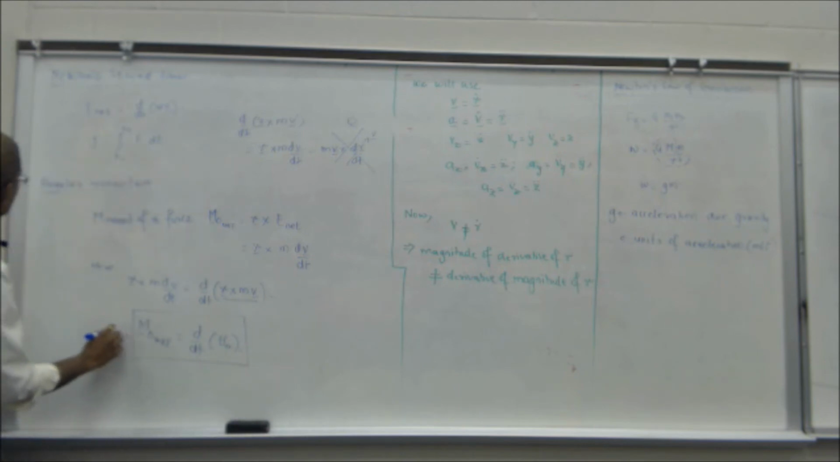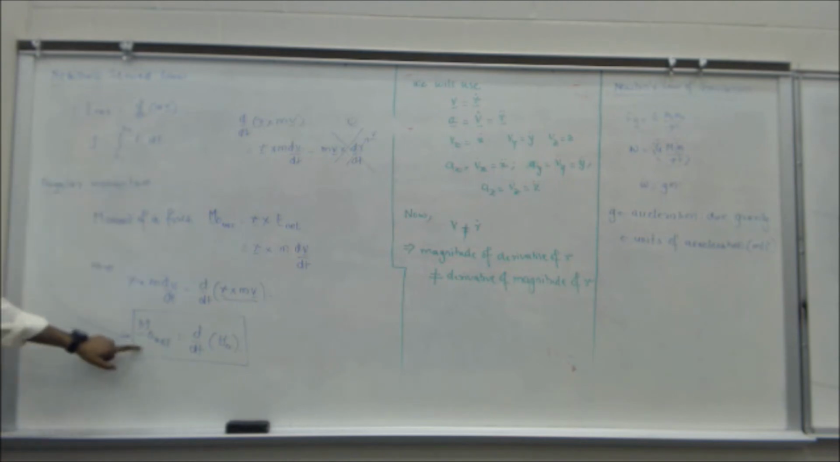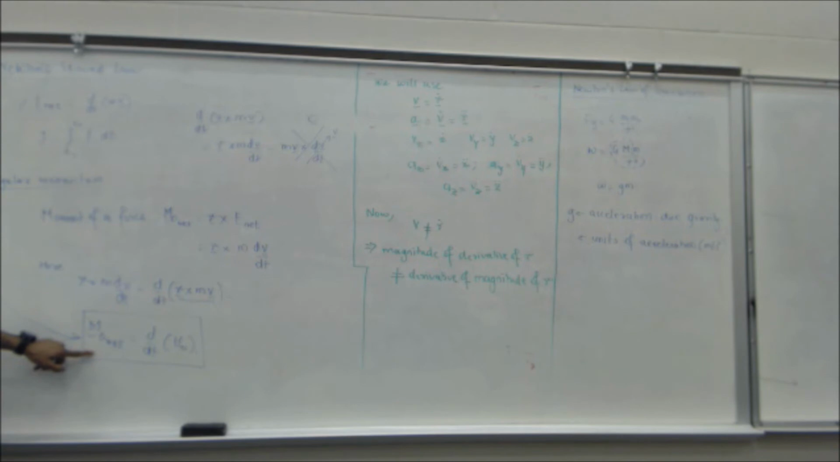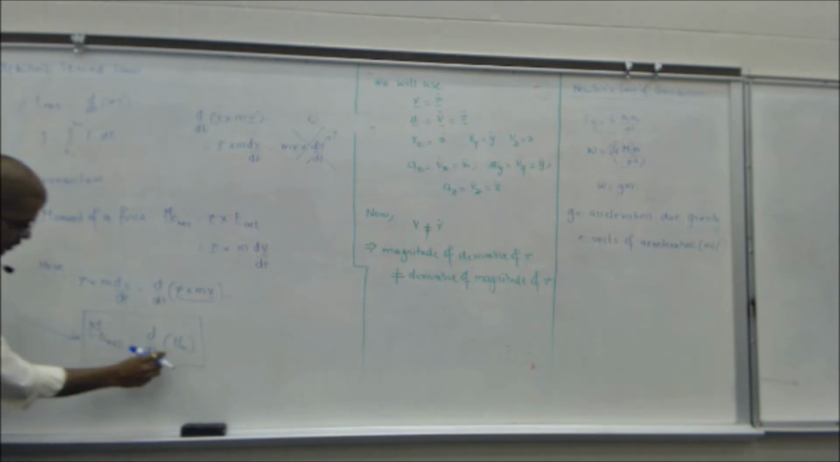So now you compare this one and this one. Here it is force. This net moment is nothing but, what is moment? It's torque. You see torque, right? So applied torque is equal to change in angular momentum. Applied force is equal to change in linear momentum. You see the relationship? This is what Euler came up with. That is H, yes, H.